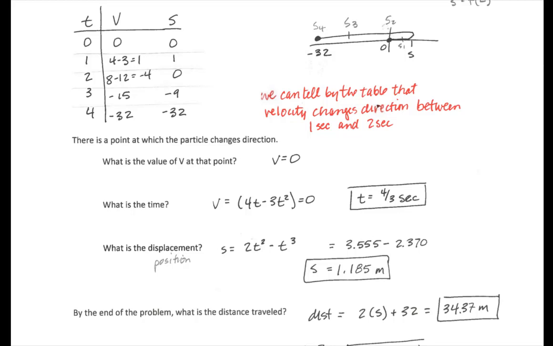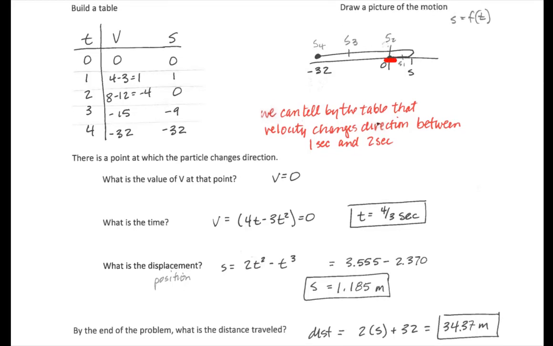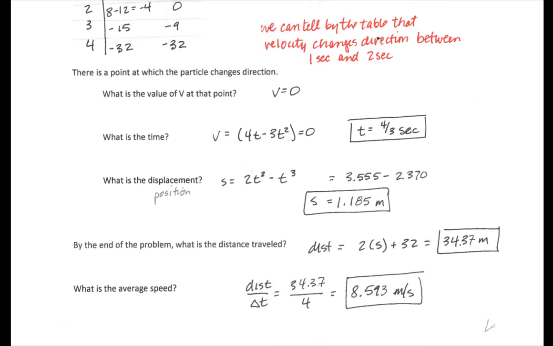Now, a couple of things related to this might be easy to understand and might not be. By the end of the problem, what is the distance traveled? Well, the distance traveled is the total distance. So it has gone this way and then this way, so you have to add up the whole thing. In other words, this distance from here to here added to this distance from here to here. That's the total distance traveled, which is 34.37 meters. The average speed is the total distance traveled divided by the total time, and that is 8.59 meters per second.